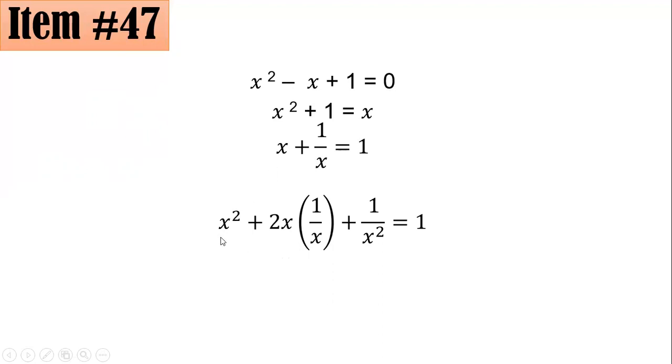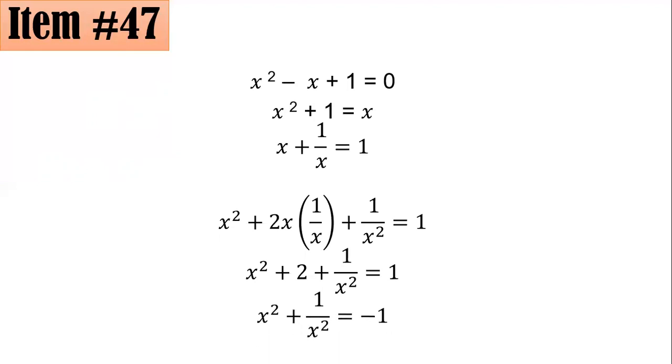If you square this, x squared, then plus twice the product of the first and the second term. That's why you have here 2 times x times 1 over x, plus the square of 1 over x, which is 1 over x squared. And of course, the square of 1 is still 1. You could see that x times 1 over x is just 1, because a product of a number and its reciprocal is 1, provided that no number is 0 in this case. So this becomes x squared plus 2 plus 1 over x squared equals 1. Subtracting both sides by 2 to get our desired form, we have x squared plus 1 over x squared equals negative 1. And that is letter B.